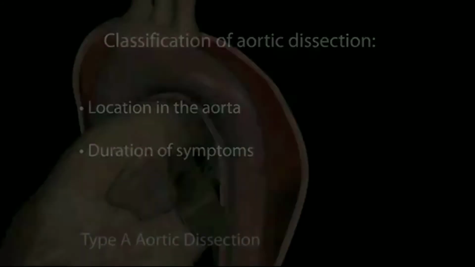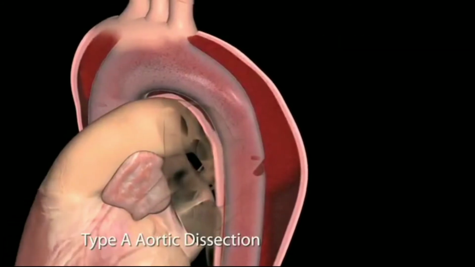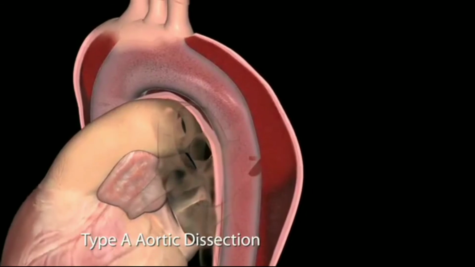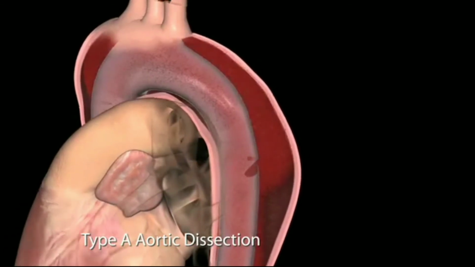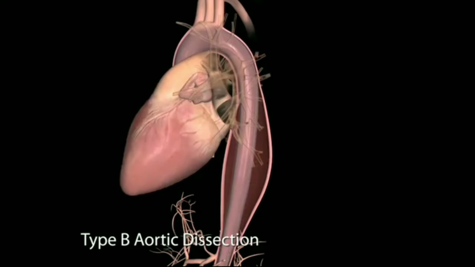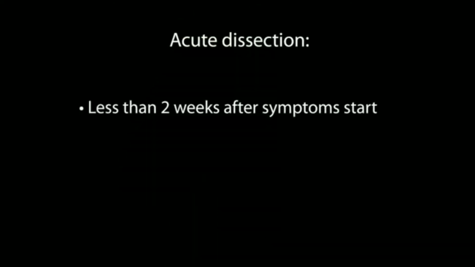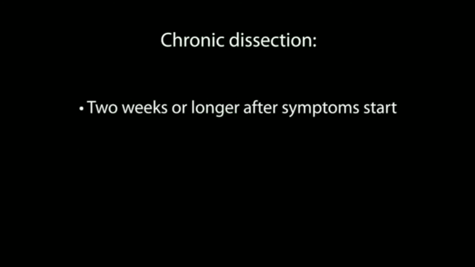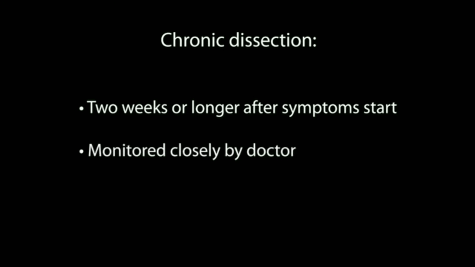An aortic dissection may be classified according to its location and duration of symptoms. In the Stanford system, if you have an aortic dissection in your ascending aorta, it is called a type A dissection. All other dissections are called type B. If your symptoms have lasted less than 2 weeks, you have an acute dissection. It can be rapidly fatal and requires immediate medical attention. If your symptoms have persisted for 2 weeks or longer, you have a chronic dissection. Your doctor will monitor it closely for changes.